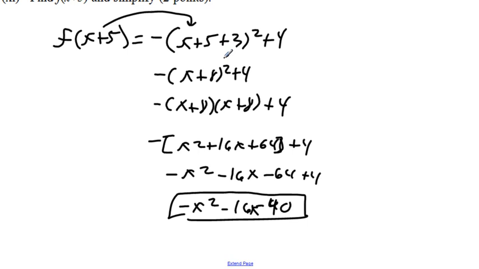You miss points if you didn't simplify it all the way. This is the simplest form of when you plug in x plus 5.